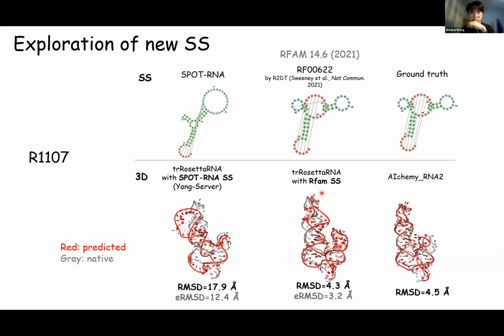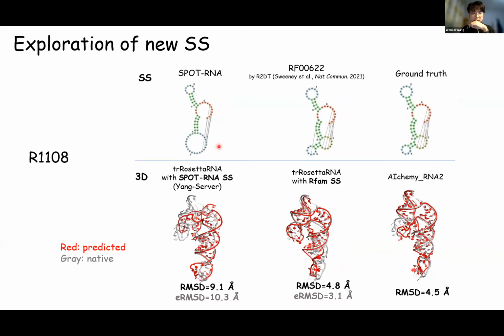The corresponding 3D structure is also much more accurate than the submitted server models, with the RMSD dropping from 17 angstroms to 4 angstroms, and is competitive with the model from the top human group RNA2. We also noticed that the EMSD can capture this improvement caused by the secondary structure. This reflects the potential for further enhancement of our method to integrate more secondary structures if possible.